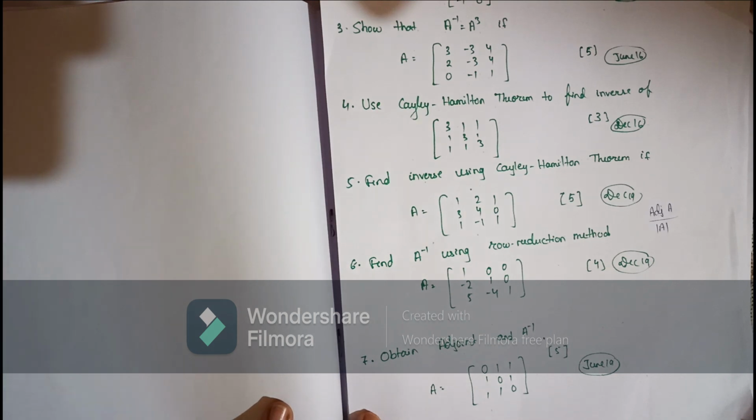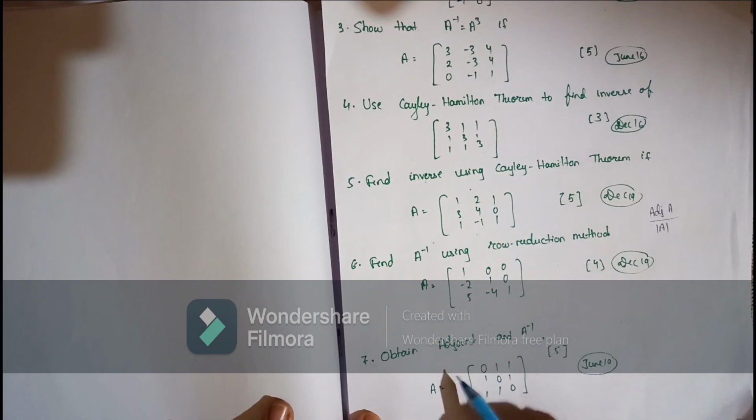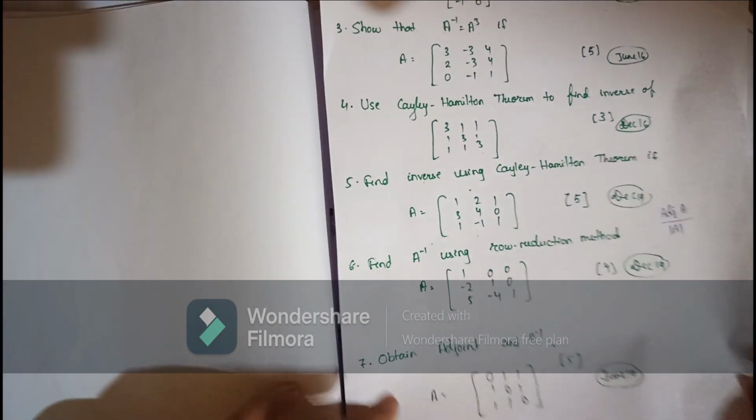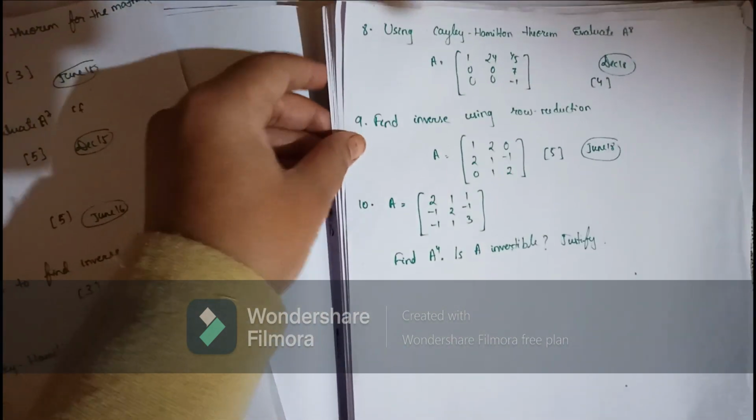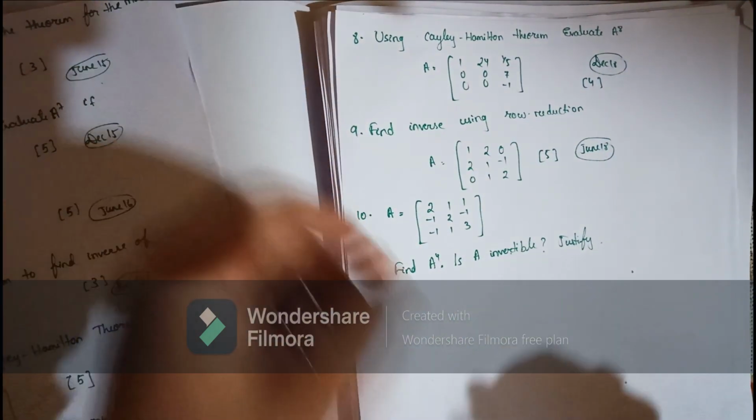So basically this kind of question includes how to find the inverse. Finding the inverse, we can do it in three ways: Cayley-Hamilton theorem, row reduction method, and by finding the adjoint. So the next question is, look, again Cayley-Hamilton theorem, find the inverse using row reduction. This is again about inverse.